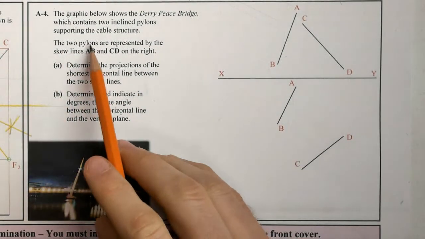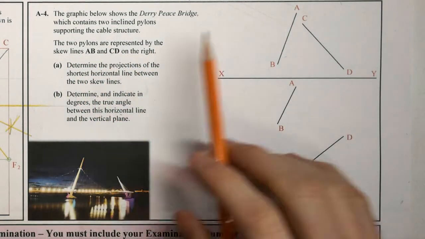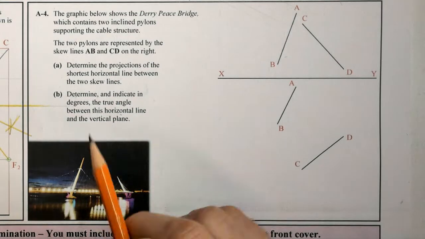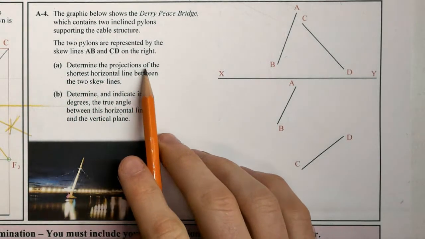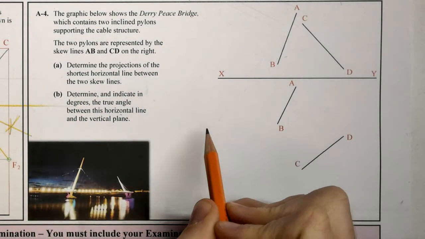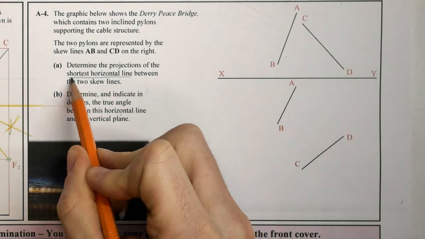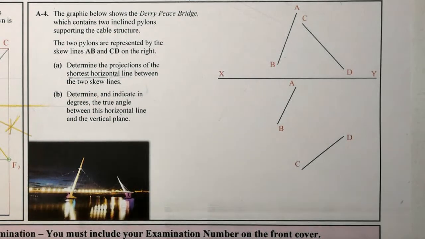The two pylons are represented by skew lines A, B, and C, D on the right. So here we have it. What we want is to determine the projections of the shortest horizontal line between those two skew lines. So the shortest horizontal line. What we're going to do is set up a plane, and then we can see that plane afterwards as an edge view. That's what we're trying to achieve.